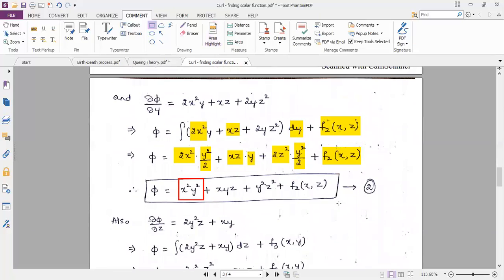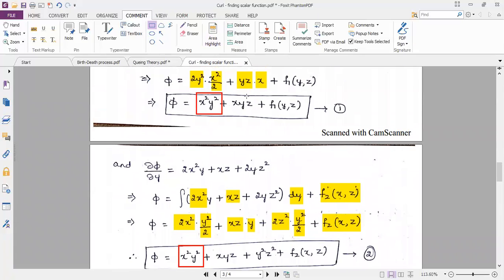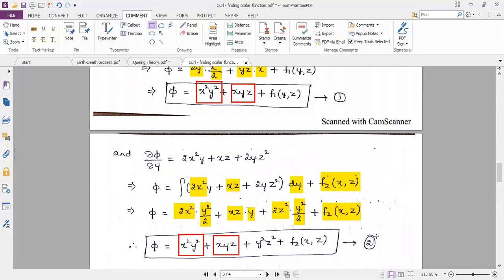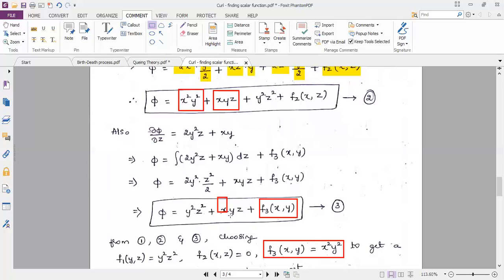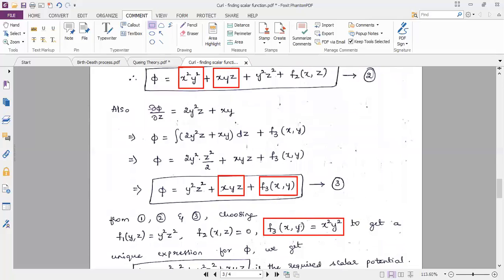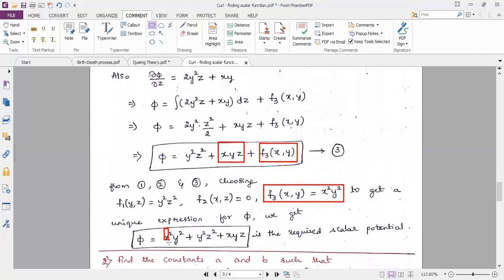Similarly, when I look into equation 1, there is an expression called xyz, which exists in all three terms, all three equations. So we write down xyz as it is. So x square plus y square plus xyz is taken into consideration.